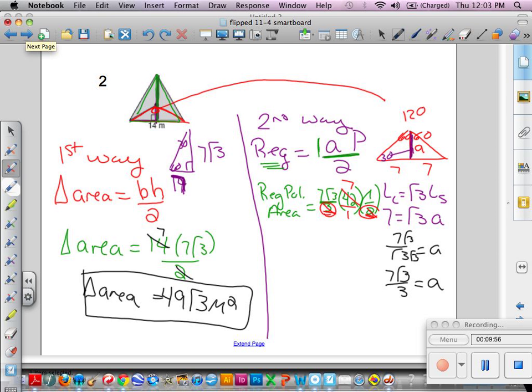So you see here, I'm going to get my area again. 7 times 7 is 49 root 3. That's what I got just a minute ago, going the other way. So this problem could be done in two ways. And so I need my label, meters squared.